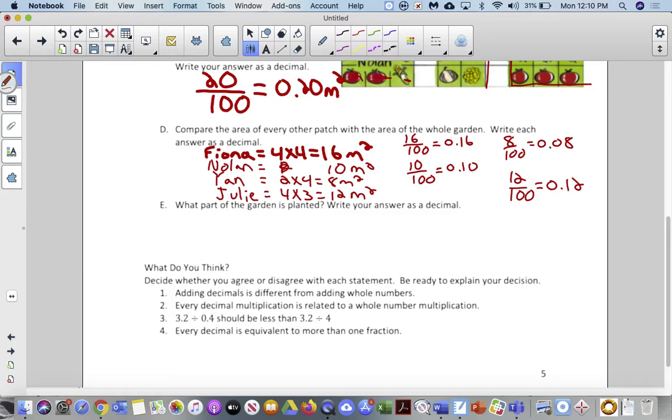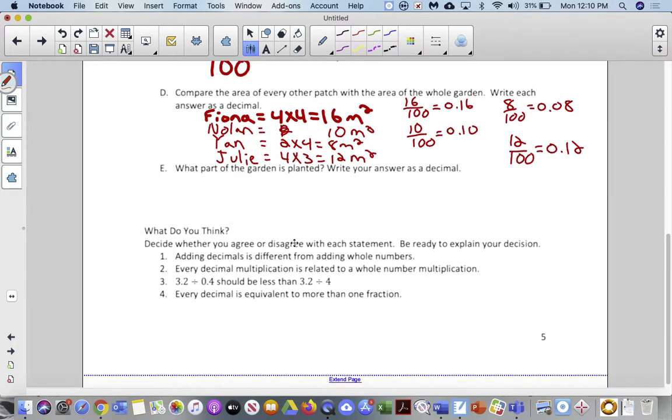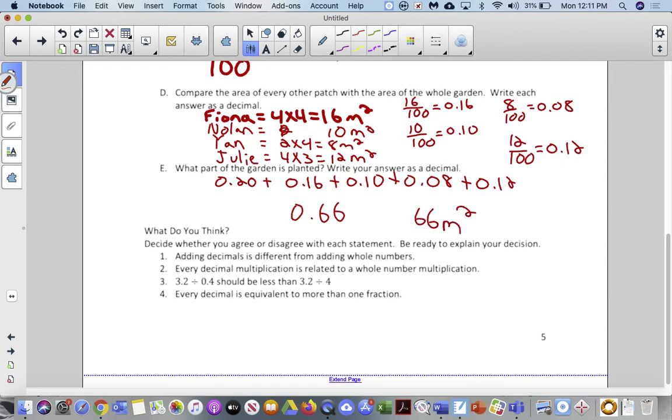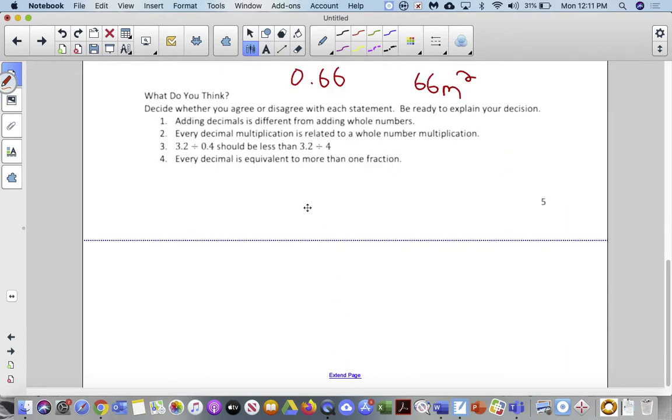It says, what part of the garden is planted? Okay, so if I added all of these up, I had 0.20 for the first one, 0.16 plus 0.10 plus 0.08 plus 0.12, which would be 0.66 or 66 meters squared. Okay, so that's just an introduction to decimals. What did you think?